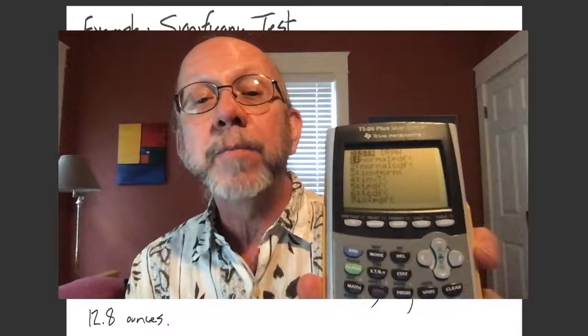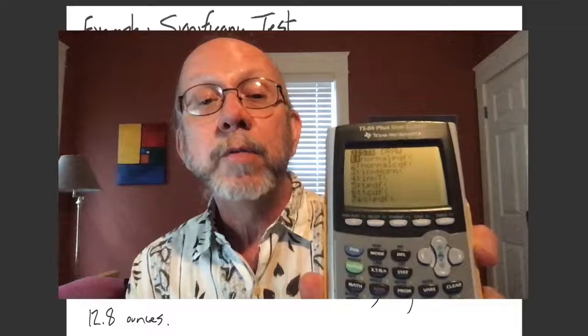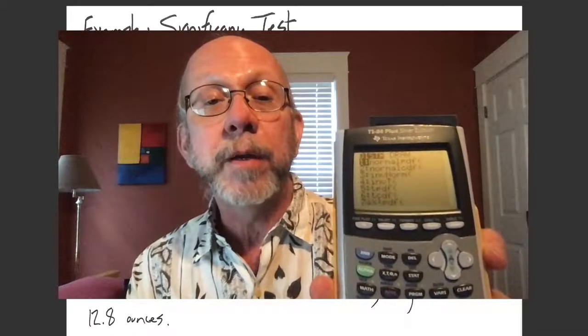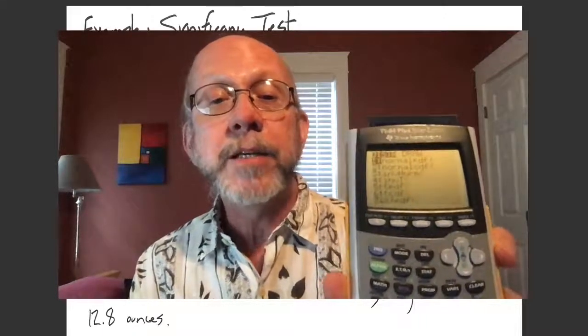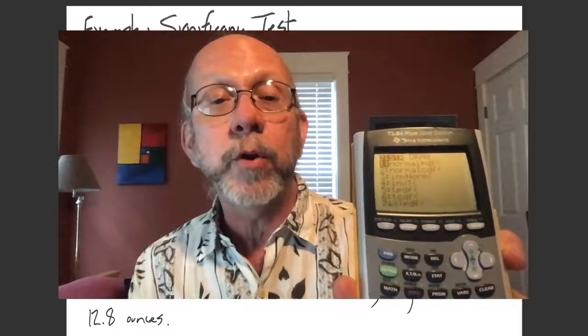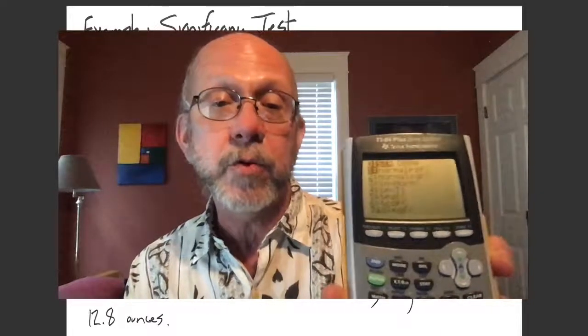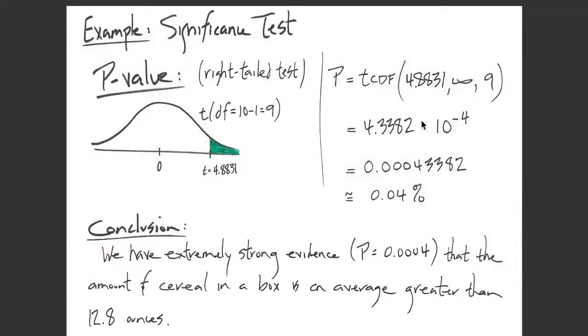tcdf is item number 6 in my menu. If you've got a newer version of the calculator, it may be slightly different, but it's in that same screen where you find the normal distribution and inverse normal and things like that. So if you use that and plug these values in, use 10 to the 99th for infinity, you'll get 4.3382 times 10 to the minus 4th power.